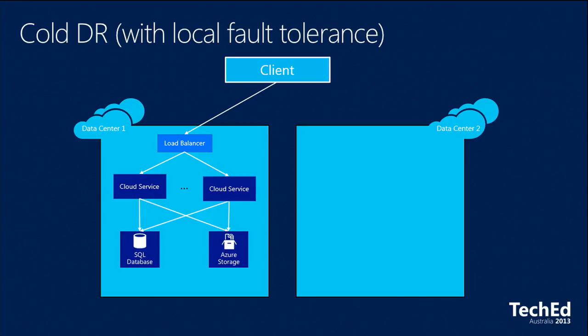So if we start with cold DR, and actually before I go through cold DR, what I want to do is start with what you get out of the box with Azure for fault tolerance, right? Local fault tolerance. And so what I've got here is a very basic but very standard basis of an Azure architecture. So I've got two instances of a cloud service. So let's say this is a website sitting in a web role, right? Talking to a SQL database and talking to Azure storage in some way.